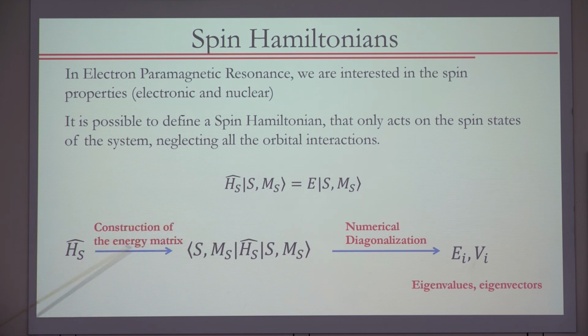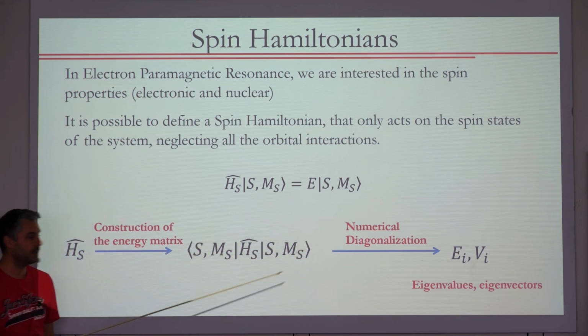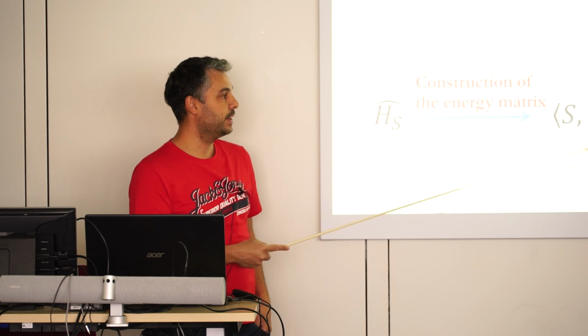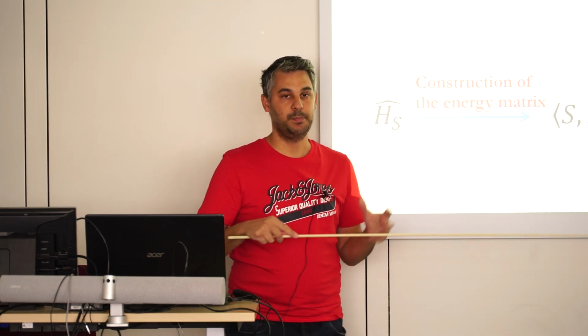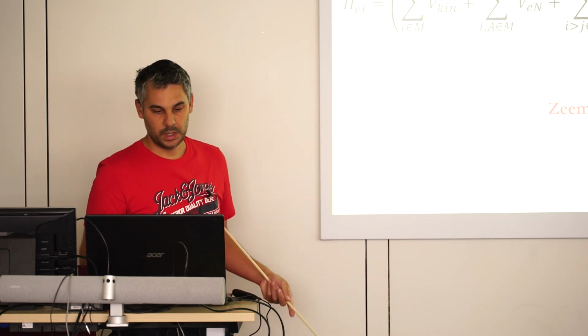And we take the spin Hamiltonian and we have different possible states of the total spin and its projections, and this allows us to build an energy matrix that can be a 2x2 matrix for a spin 1/2, a 4x4 matrix for two spin 1/2 coupled, etc. And through mostly numerical diagonalization, we get the eigenvalues and eigenvectors of that matrix, which are the energies and the states. It tells us how these spins are mixed.